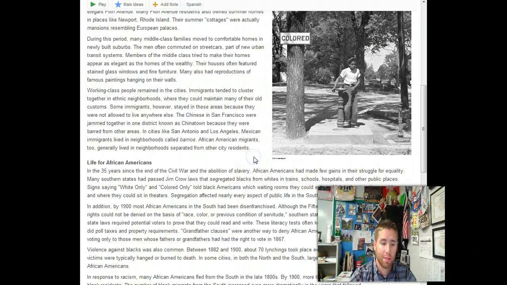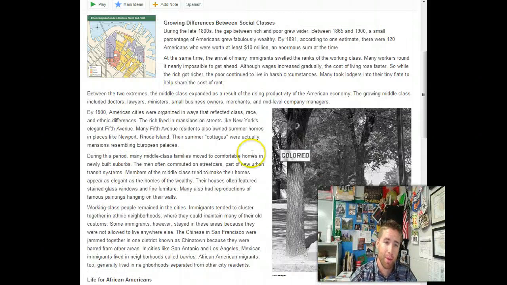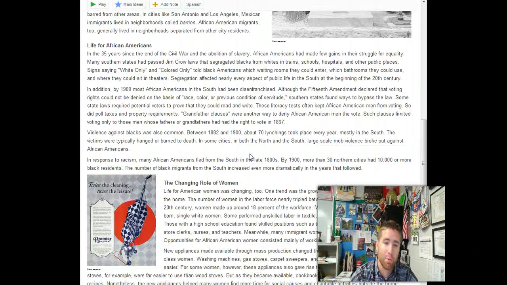And so, yes, there's no slavery, but at the same time, there's still a lot of discrimination. There's a lot of discrimination for your blacks, your African Americans, but also for different immigrant groups that came in, all of which were just trying to get an opportunity.